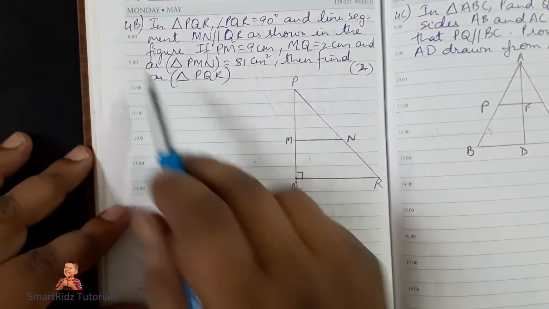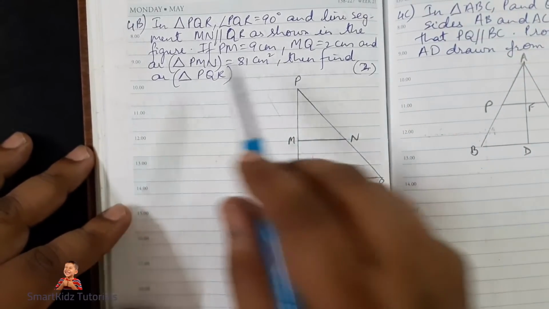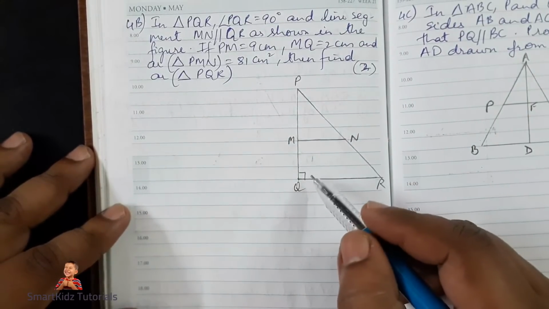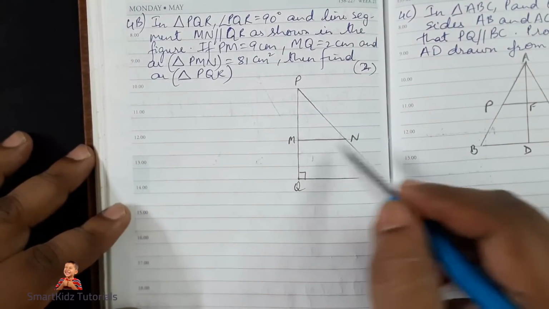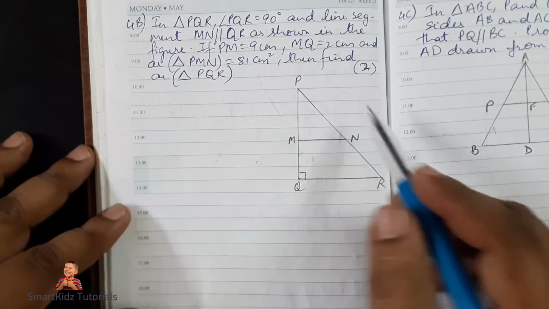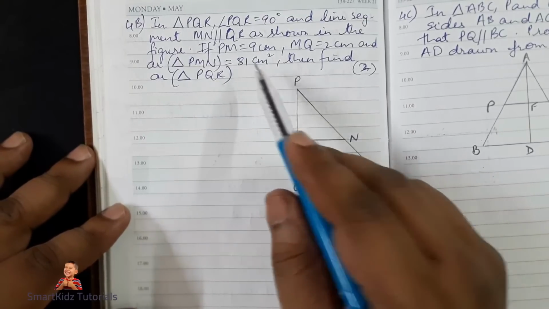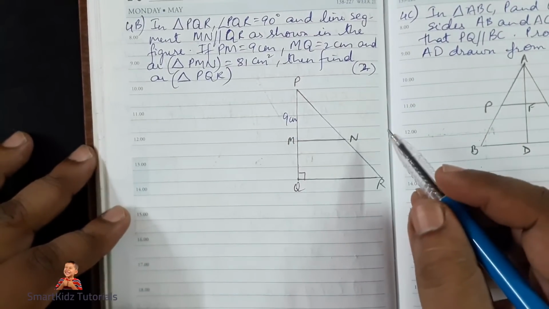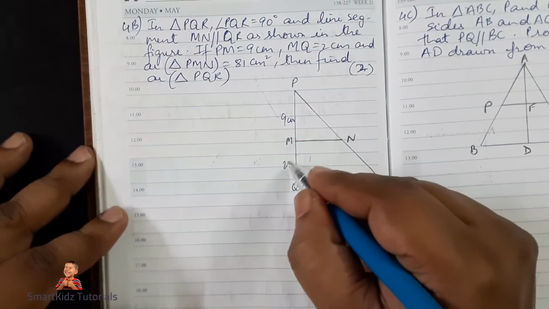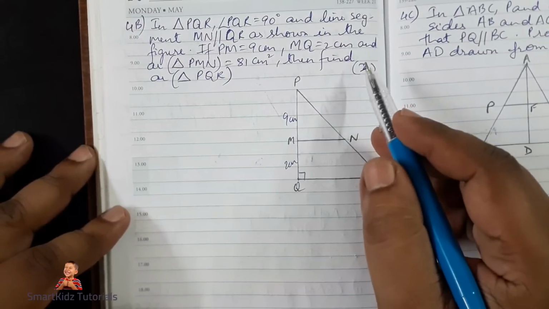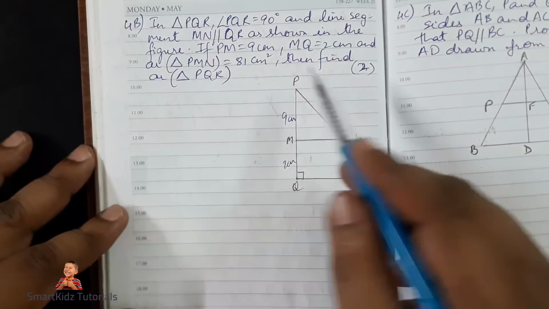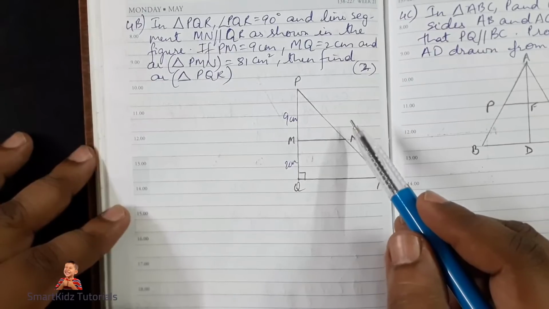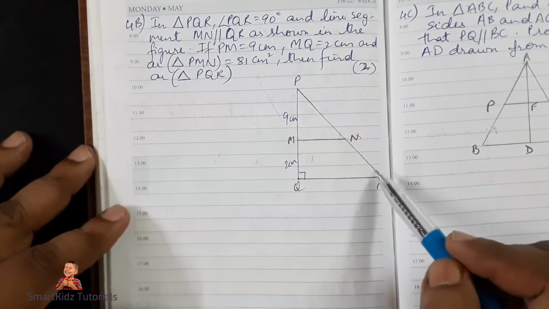Next question, question 4b, again for 2 marks. In triangle PQR, angle PQR is equal to 90 degrees and line segment MN is parallel to QR as shown in the figure. If PM is 9 centimeter, MQ is 2 centimeter, and area of triangle PMN is equal to 81 square centimeter, then find area of triangle PQR.